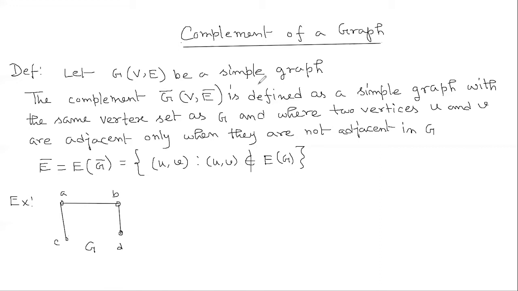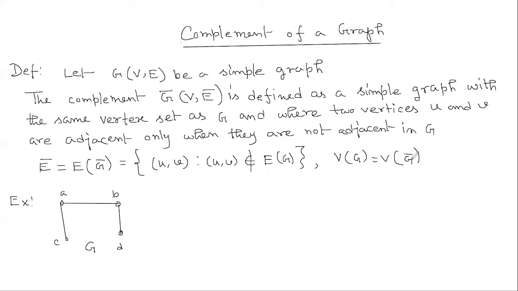Let us take a simple graph G where V is the set of all vertices and E is the set of all edges. Now the complement G bar of the graph G is defined as a simple graph with the same set of vertices as G and where two vertices U and V are adjacent only when they are not adjacent in G. So here the set of all vertices of G and the set of all vertices of G bar are same.